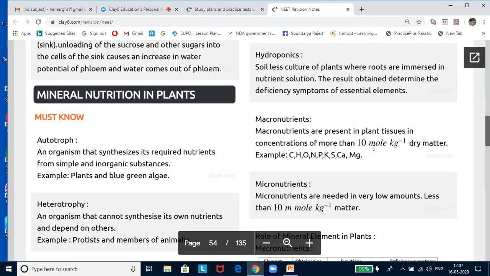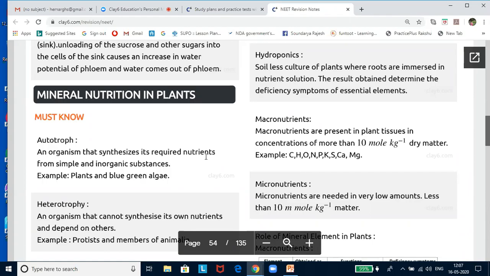Now today let me start with the lesson mineral nutrition in plants. Now you are all aware of this. What is nutrition? Nutrition refers to the food an organism takes, and based on nutrition, organisms are classified as autotrophs and heterotrophs.